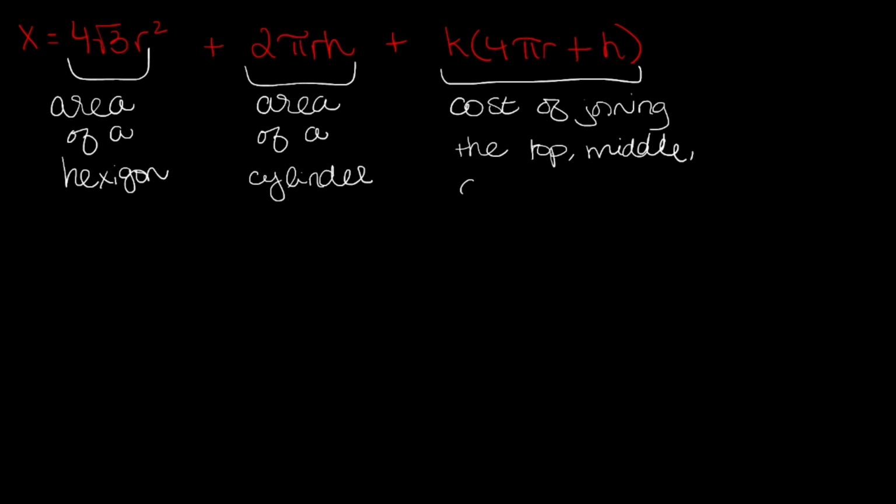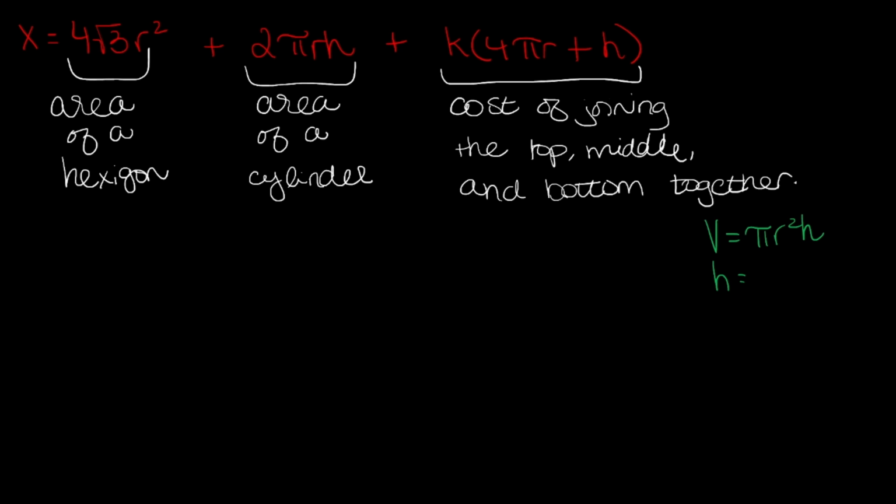our k value is basically just the cost over length of joining the sides to the lids. And of course, h would be height. The 4 pi r is found with 2 times the circumference because we have 2 lids to account for. This formula is the cost of joining the top, middle, and bottom of the can together.